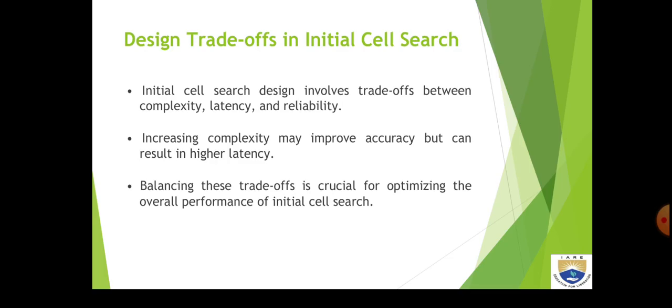Design trade-offs in initial cell search. Initial cell search design involves trade-offs between complexity, latency, and reliability. Increasing complexity may improve accuracy but result in higher latency. Balancing these trade-offs is crucial for optimizing the overall performance of initial cell search.